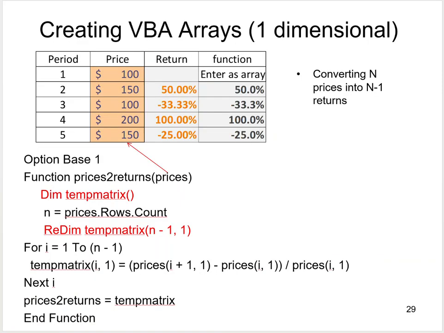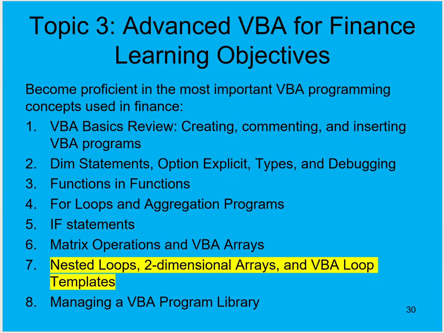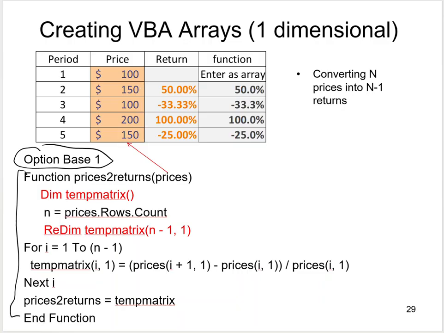So I'm going to go to my module. I input option base 1. It's already there for you. And I want to create this one program called prices to returns. And that one program is going to build an array based on the parameters input.